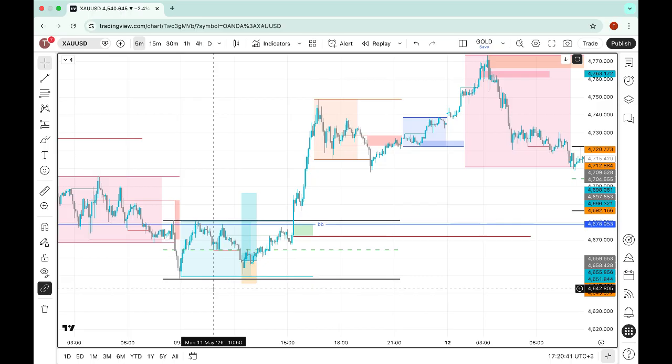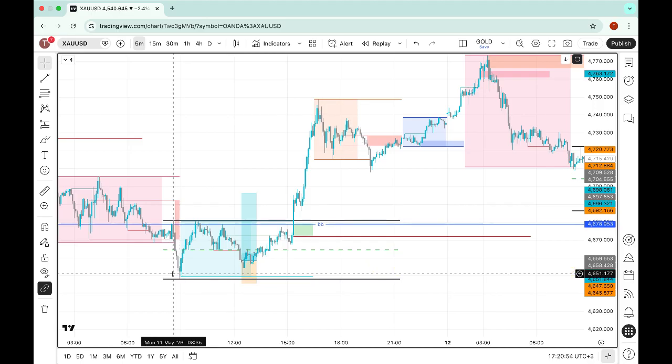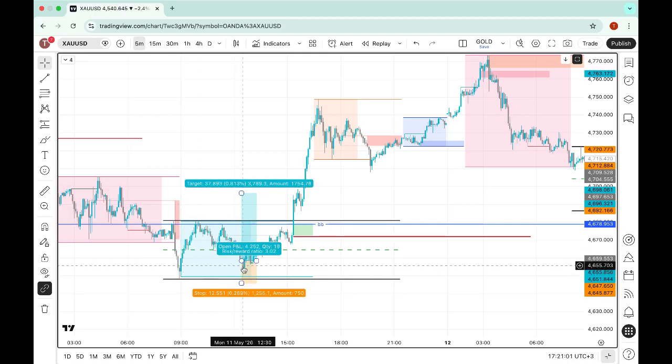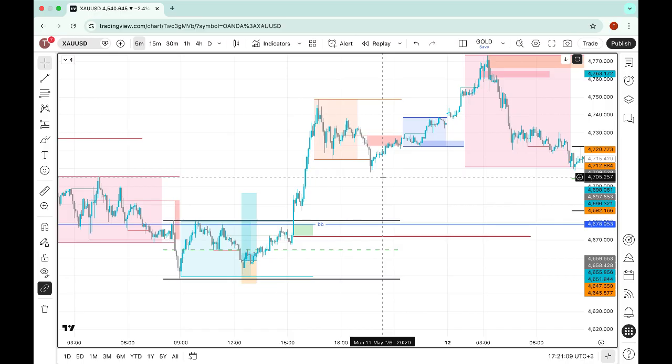Okay. So now the third thing is the order block. Order block is where institutions or the big money place their trades. And simply it's just the last opposite candle before a strong move. So this one is an order block, this one here is an order block, this one here is an order block, this one is an order block, and so forth.